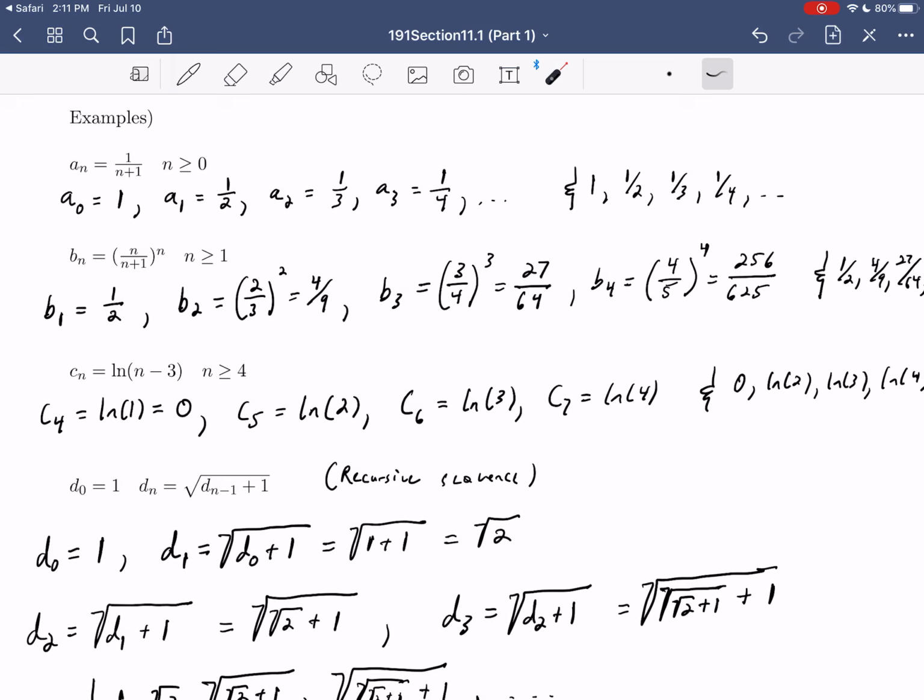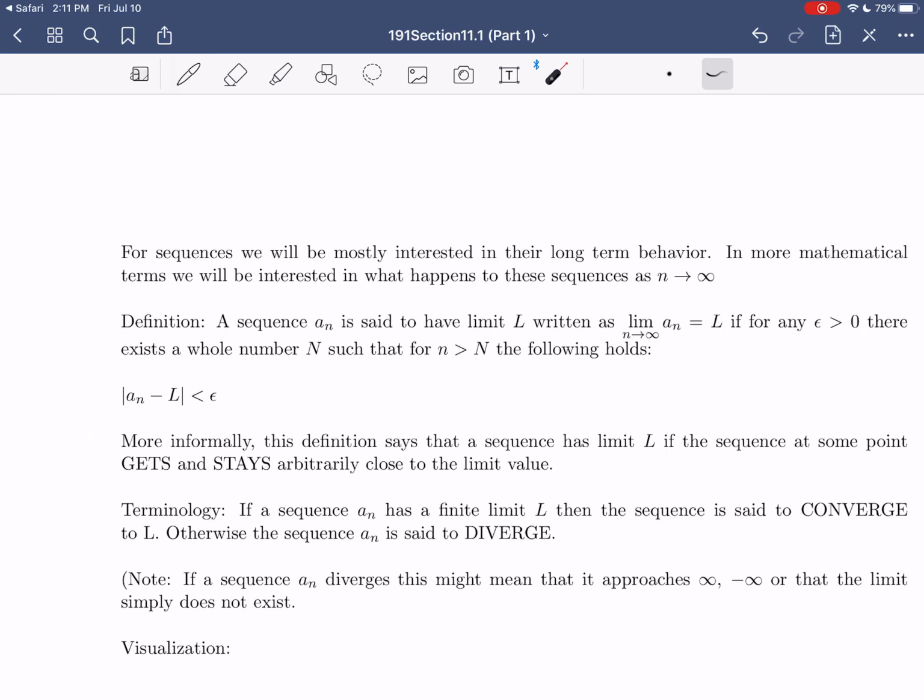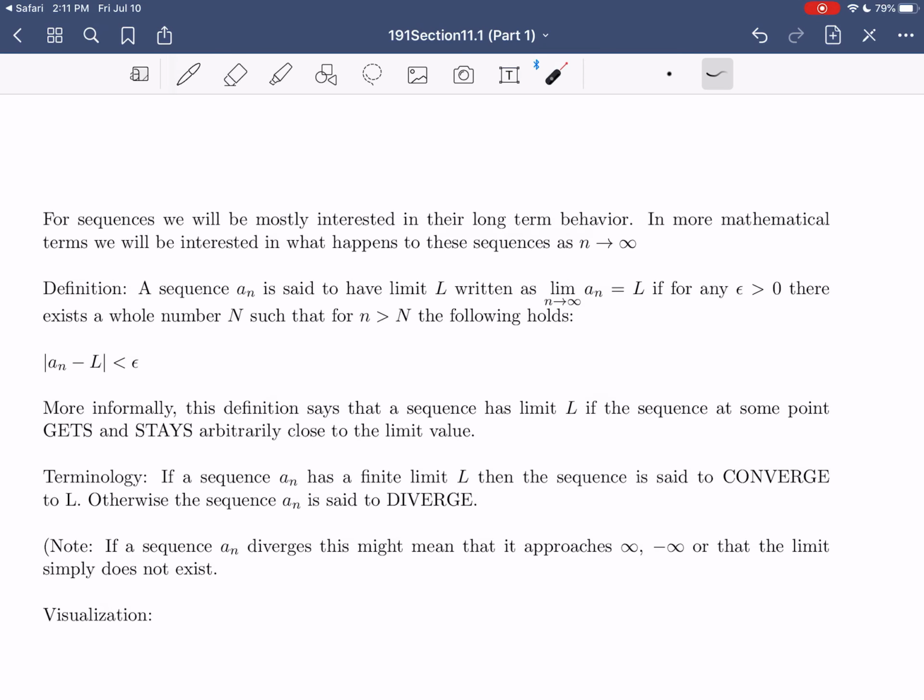Okay, so let's go ahead and formalize what we're going to be doing with these sequences. As I mentioned, for sequences, we're going to be mostly interested in their long-term behavior. So in more mathematical terms, we're going to be interested in what happens to these sequences as n goes to infinity. So this already tells us one unique thing. While sequences can be a little bit abstract when you're first studying them, in some ways they're easier because the only question we're ever asking about sequences is what happens as that index tends towards infinity.